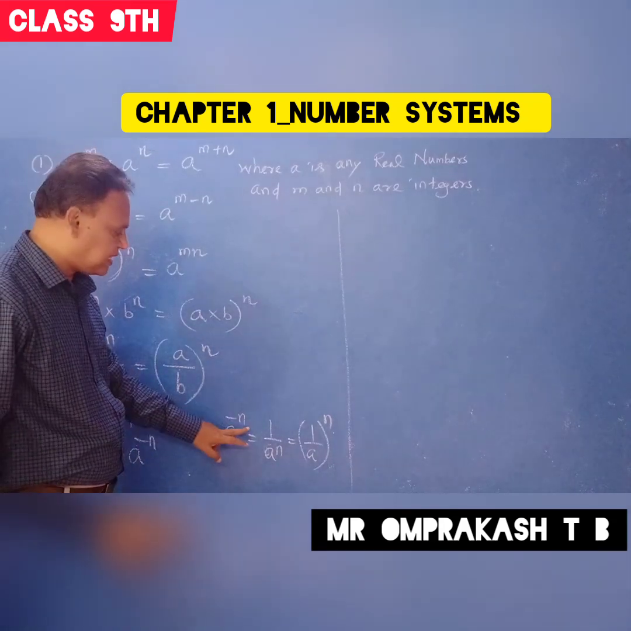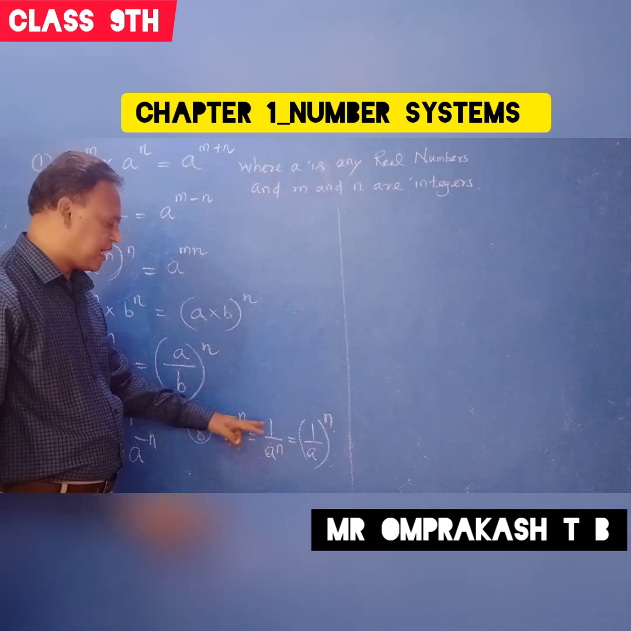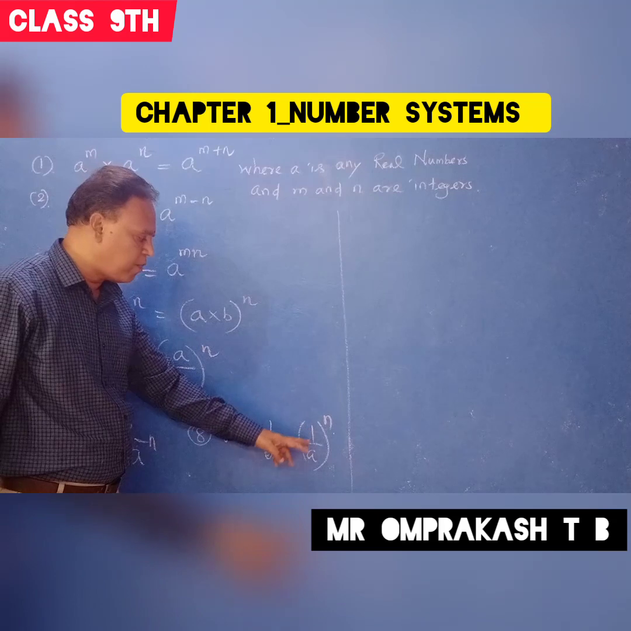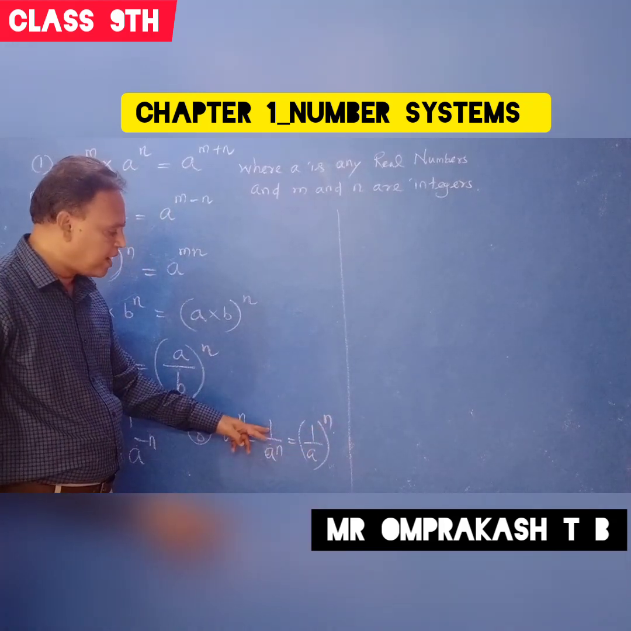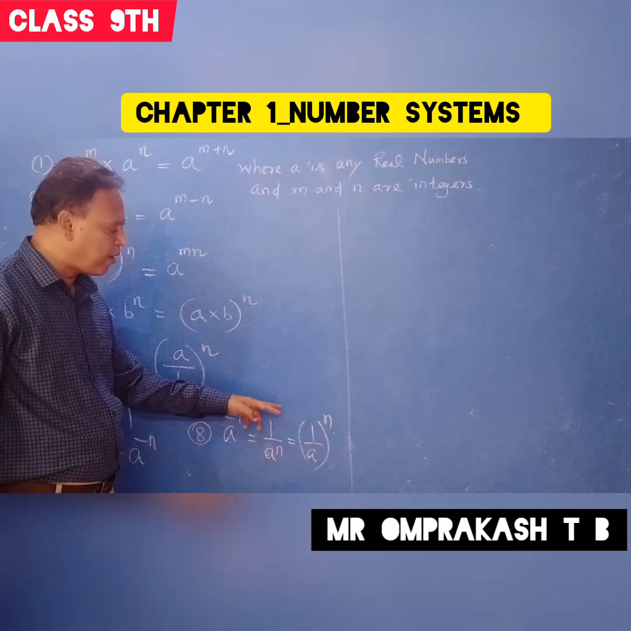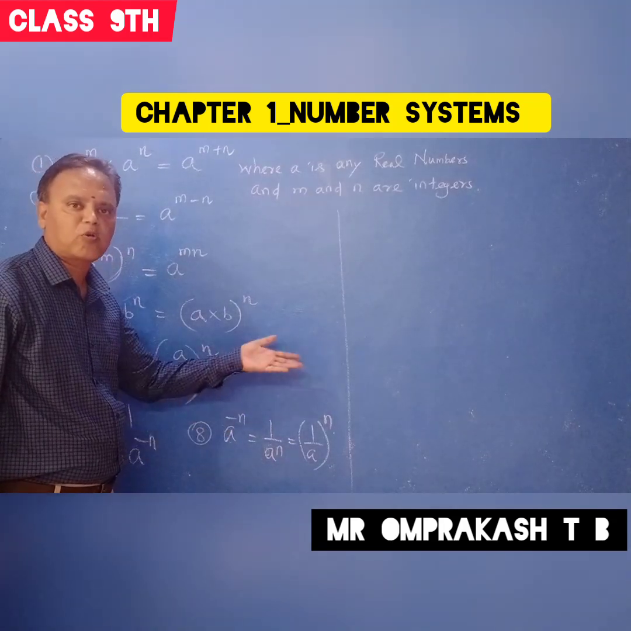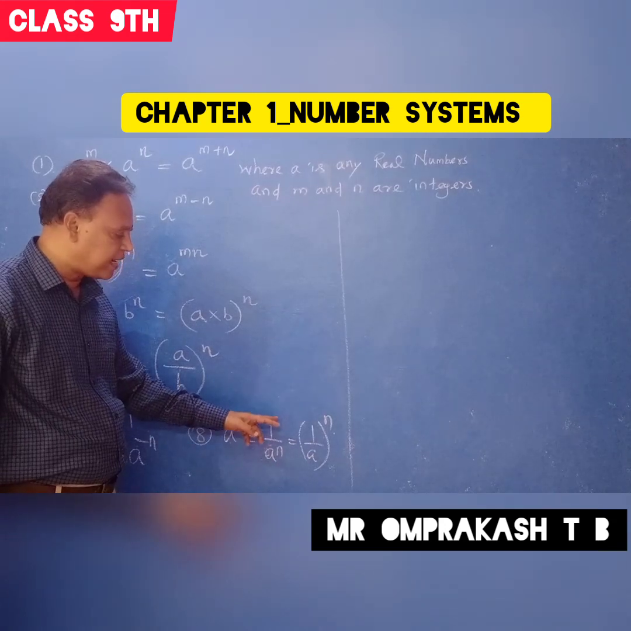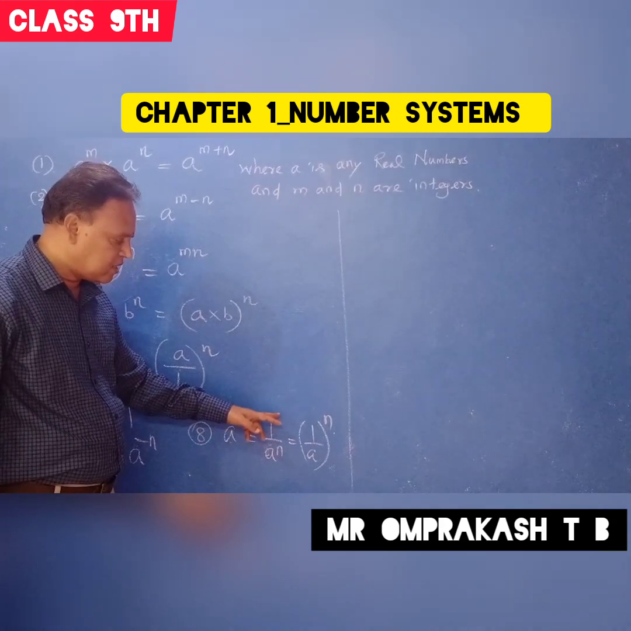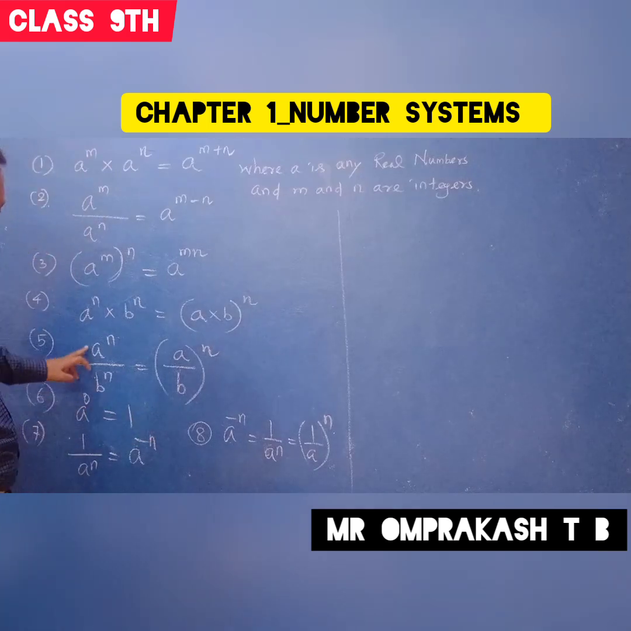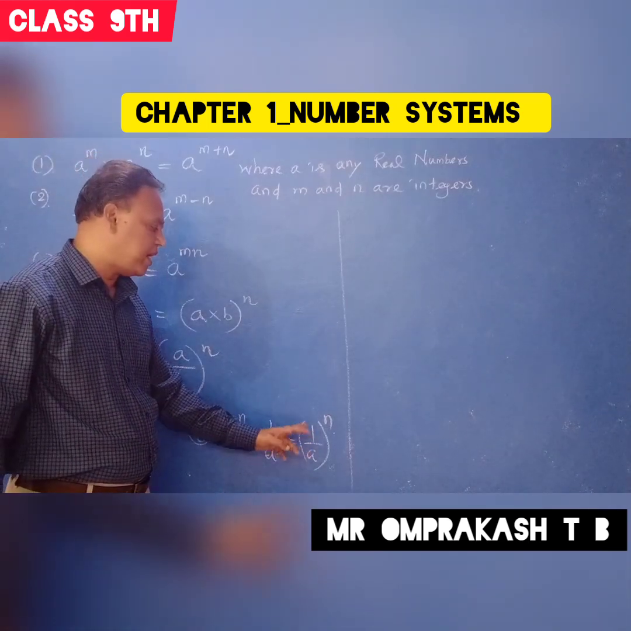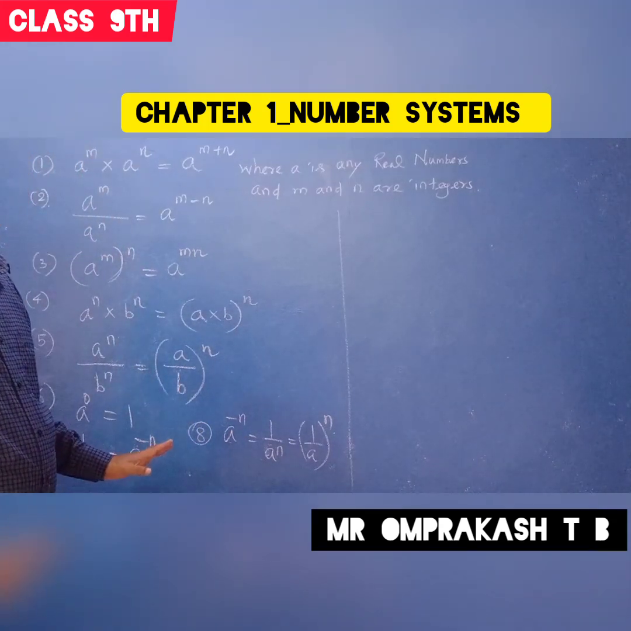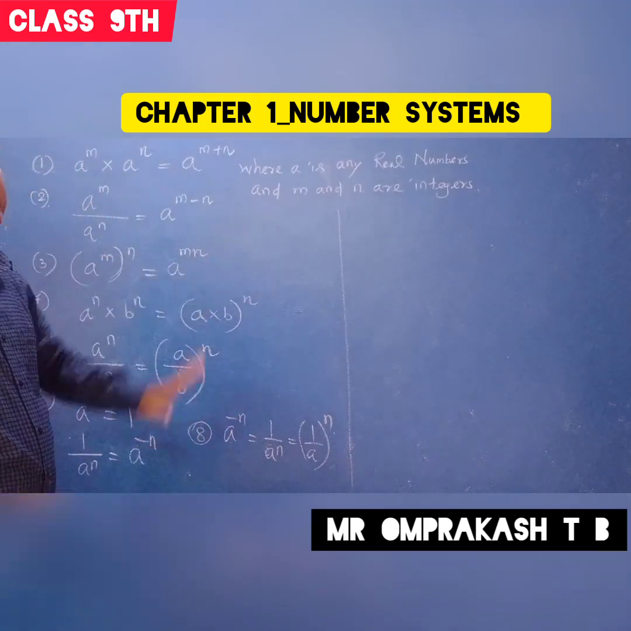Next, a power minus n, just reverse. A power minus n can be written as 1 by a power n. This 1 by a power n can be written as 1 by a, whole power n, because 1 can be written as 1 power n. 1 power anything is 1 only. 1 power 2 is 1, 1 power 3 is 1, 1 power n is 1 only. That's why 1 can be written as 1 power n. So this rule applies, and you will get 1 by a whole power n. These rules you have to thoroughly remember. Using this, now we will see some problems.